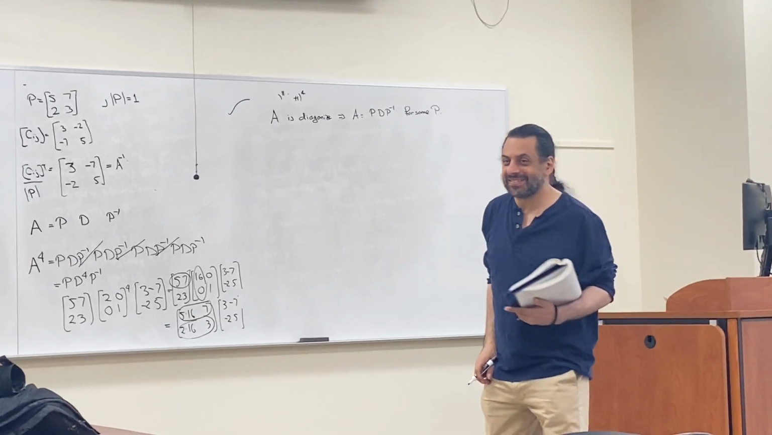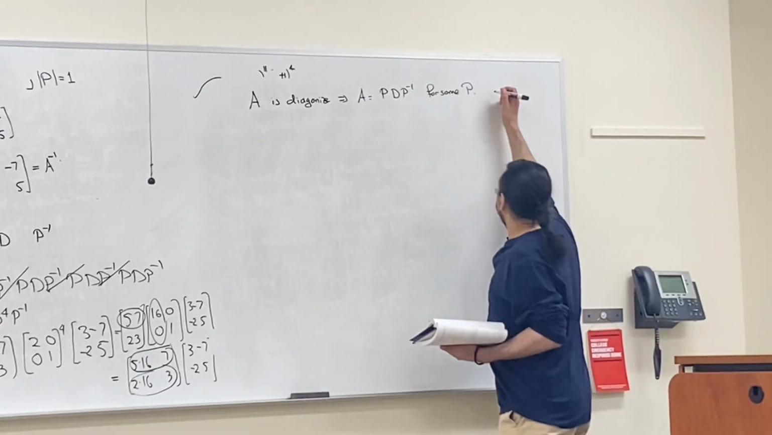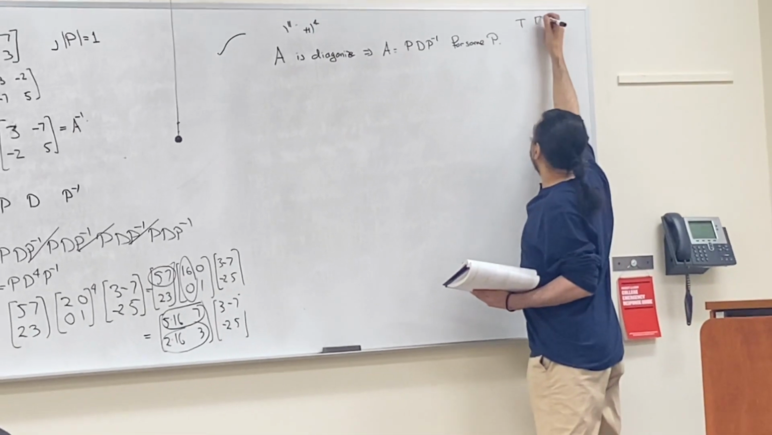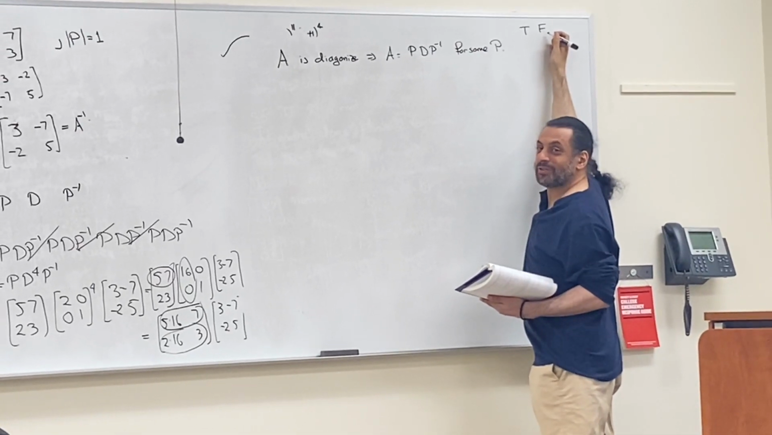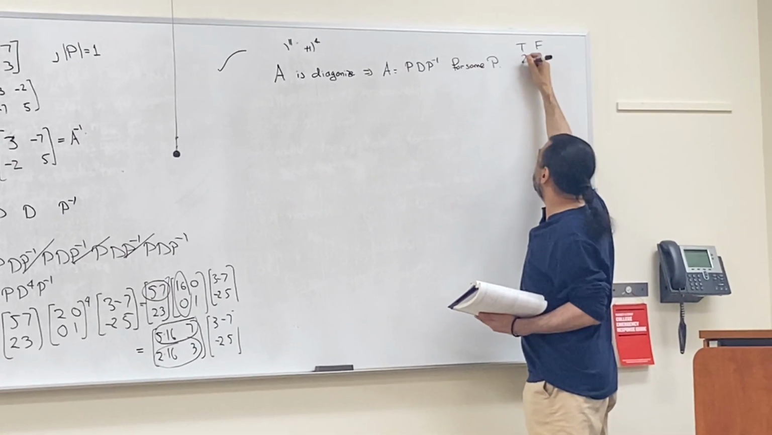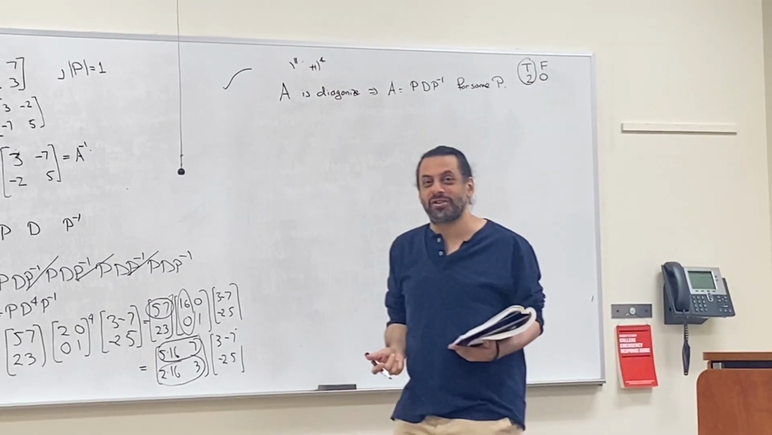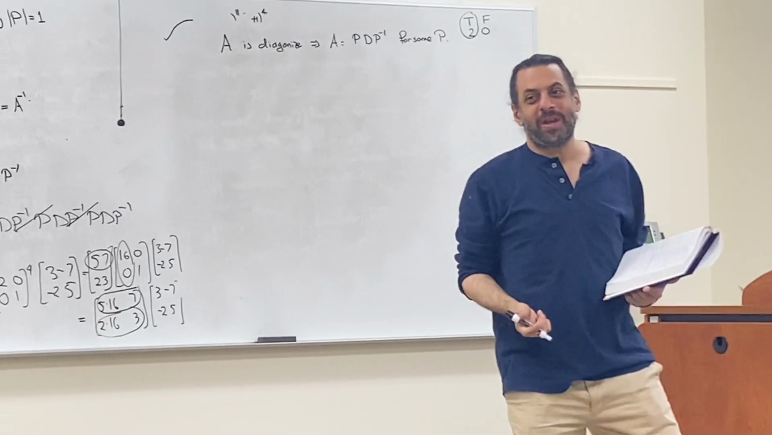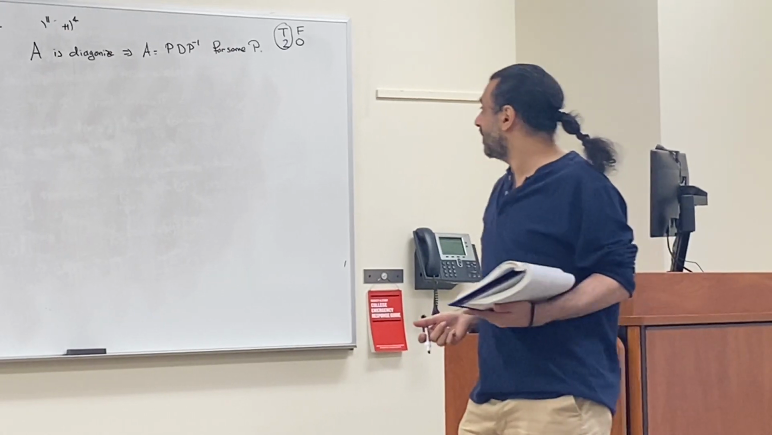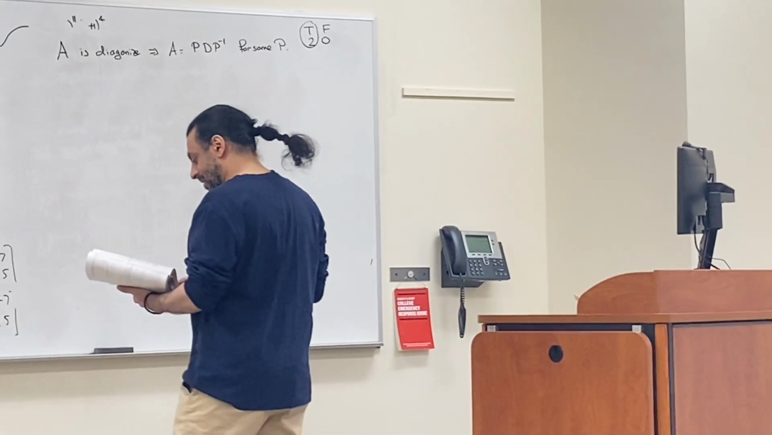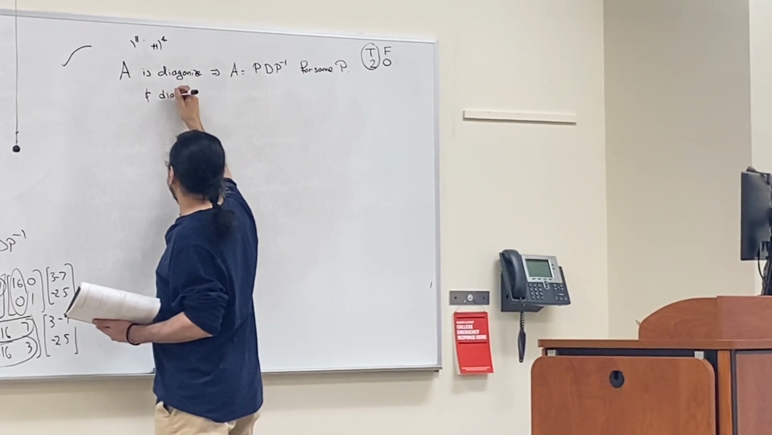Nobody? Wait, someone else. Anyone else for true? Anyone else for false? True. So we have two truths, one false. Good, this one's true. That's the definition of diagonalizable. There's a matrix P such that A is equal to P D P inverse, where D is a diagonal matrix. For some P and diagonal matrix.